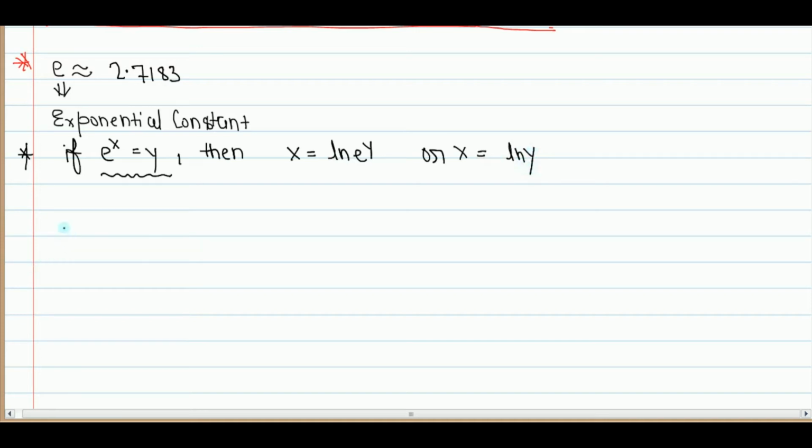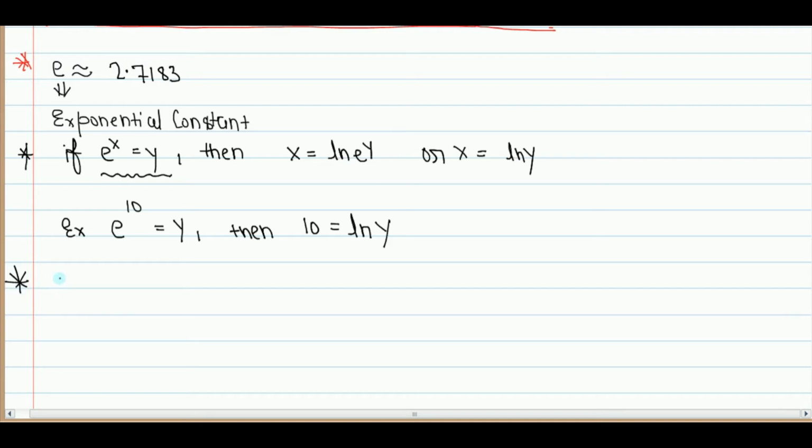For example, if e to the power 10 is equal to, let's say y, I don't remember the value, what will be the value of e to the power 10, then we can write 10 will be equal to ln y. Got it? So let's move to the next part.